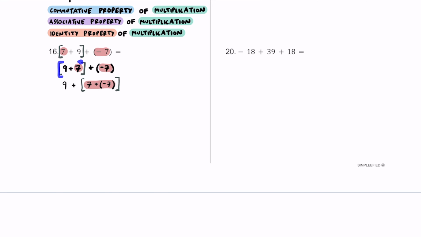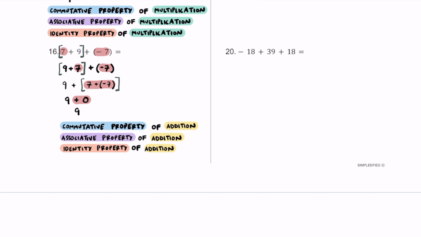So the grouping was around this 9 and 7. You could use parentheses or brackets, but then we moved the brackets or parentheses from around the 9 and 7 to around the 7 and negative 7. So that's the associative property of addition. Now, what is 7 plus negative 7? That is equal to 0 because they're opposites. Now, 9 plus 0 is just equal to 9. Since 9 plus 0 is equal to 9, then we must have used the identity property of addition.